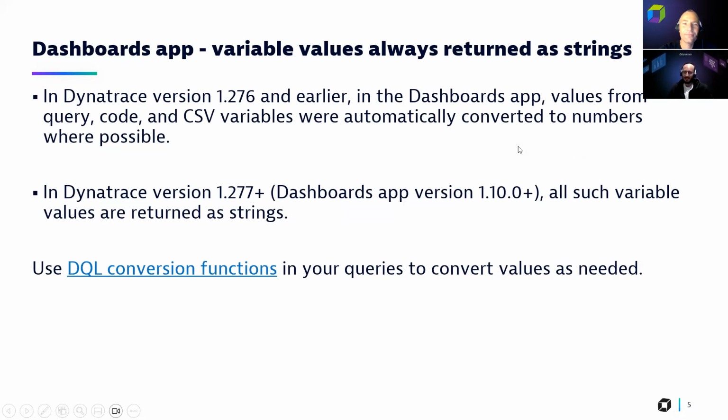Okay, the first one is the dashboarding application, where we have a change with the variables coming from the query: codes and CSV are automatically converted to numbers where possible. We mentioned this in the previous version as well. So briefly, starting with this version, 277, there might be some errors in your existing dashboards that depend on the previous conversion and variables. For example, your query expects a number, but now it receives a string. So for those cases, please use the conversion functions in your queries to convert your values as needed.